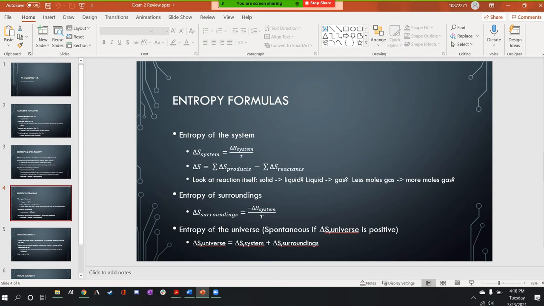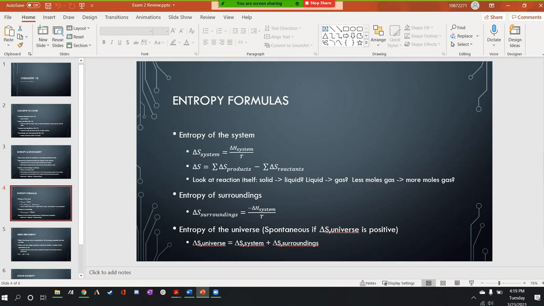Cool. Well, if I jump down to the bottom, the entropy of the universe equation, we can see that yes, it depends on the entropy change of the system, but also the entropy change of the surroundings. So we need to be able to calculate the entropy change in the surroundings also. There's only one real formula I could find for that, and it's basically the same as the top equation for entropy of the system. It's just that it's negative.